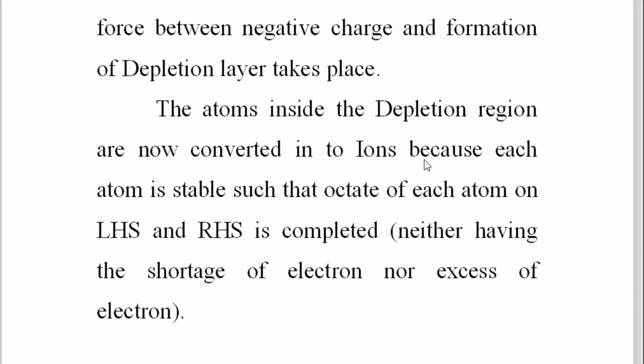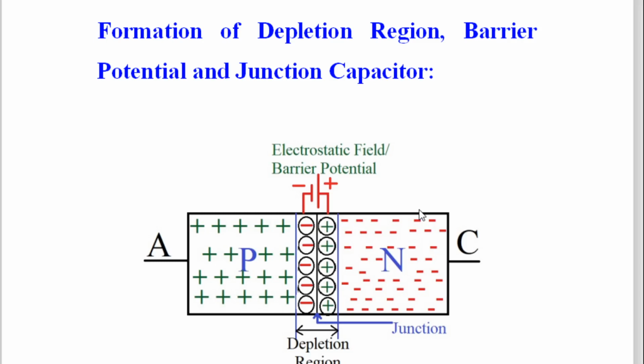The atoms inside the depletion region are now converted into ions, because each atom is stable, such that the octet of each atom on the left hand side as well as the right hand side very close to the junction is completed. Completed means neither having a shortage of electrons nor an excess of electrons. The atoms on the right hand side that have lost the electron are now stable, because previously they had excess electrons and were not stable. Upon losing the electron they become stable.